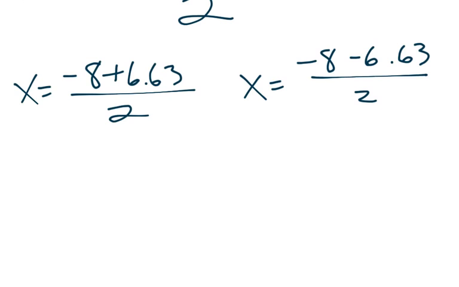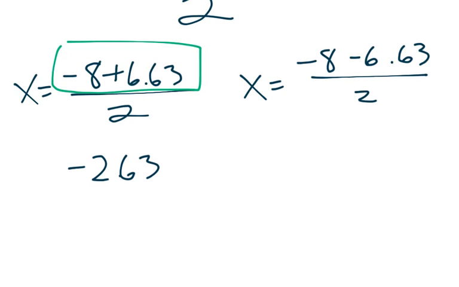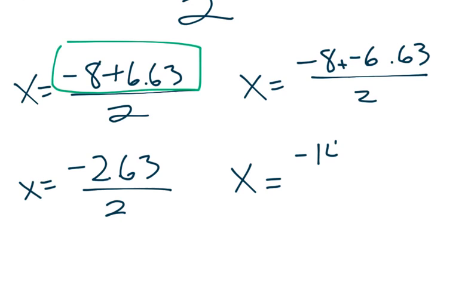So when we add this numerator, negative 8 plus 6.63 is negative 2.63 over 2. Okay, and negative 8 minus 6.63. Anytime you have a negative minus a number, it's like you're adding two negative numbers. It's like saying negative 8 plus negative 6.63. So we're actually going to have negative 14.63 over 2. So now we divide both of these numbers by 2.